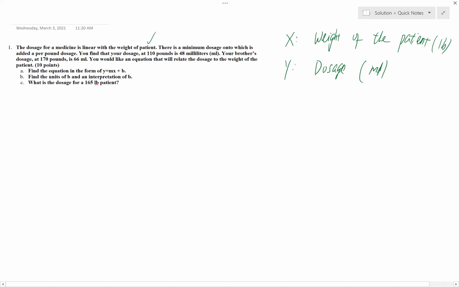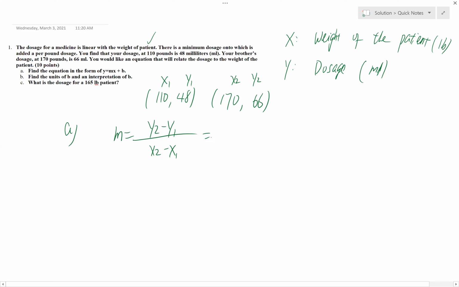And now we have two given ordered pairs. So the first ordered pair is 110 pounds with 48 milliliter dosage. And the other one is 170 pounds with 66 milliliter dosage. So basically we come up with the two ordered pairs, and from there we'll be able to find out the slope first for this linear model. So slope equal to y2 minus y1 over x2 minus x1. Again, we're plugging in the numbers, 66 minus 48 over 170 minus 110. And that's 18 over 60. And this turned out to be 0.3.